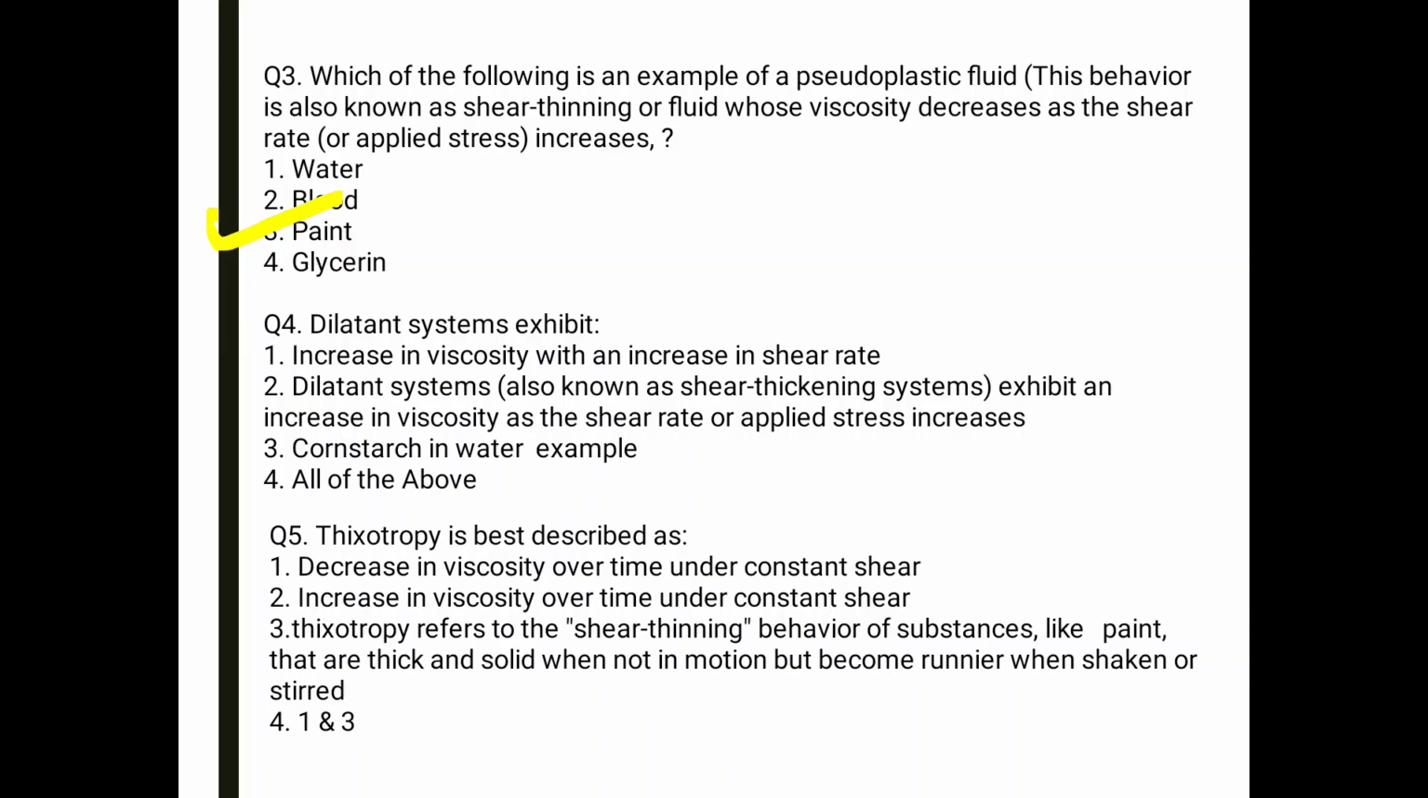Next, dilatant system exhibit, first, increased viscosity with an increasing shear rate. Dilatant system, also known as shear thickening system, exhibits an increasing viscosity as the shear rate or applied stress increases. Third, cornstarch in water, example, and fourth, all of the above. So option 4 is the correct answer, all of the above.